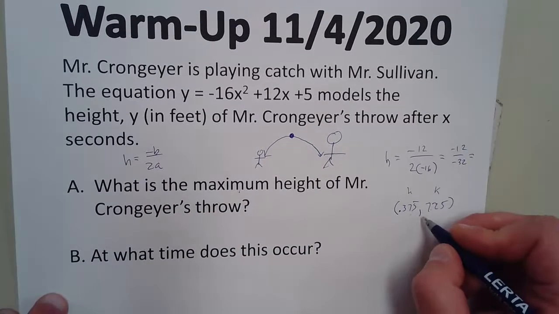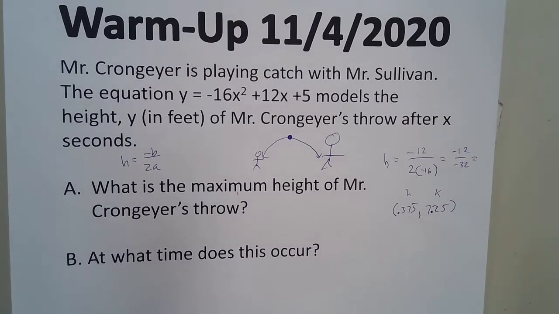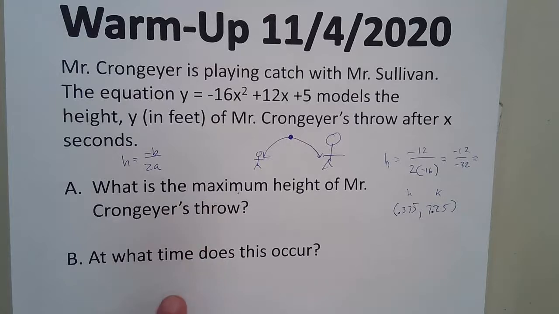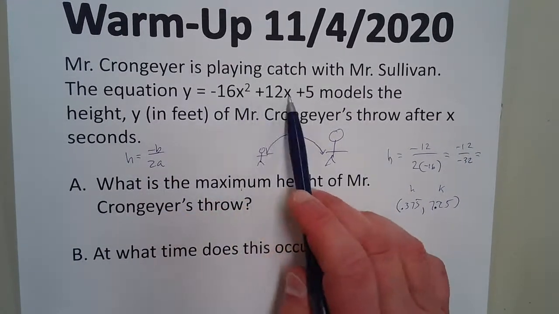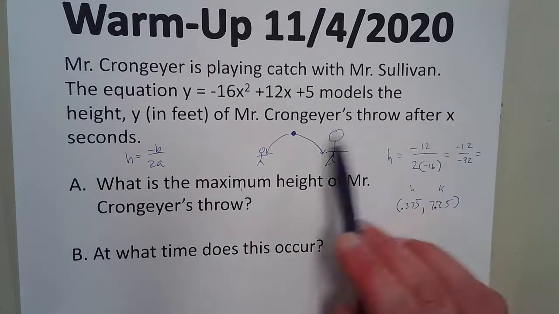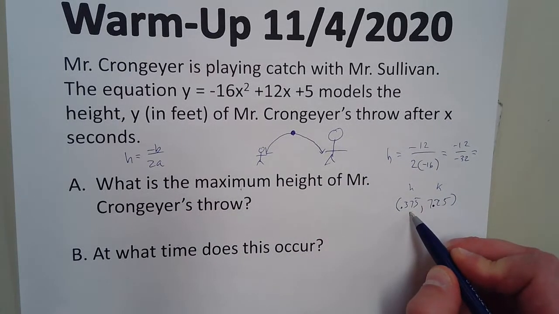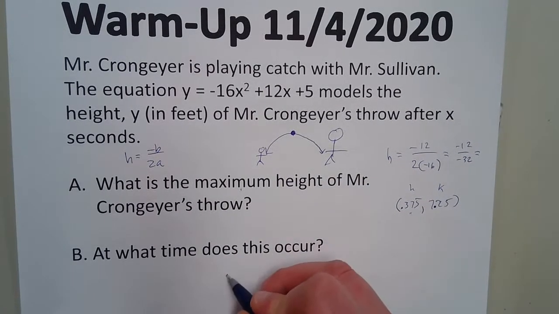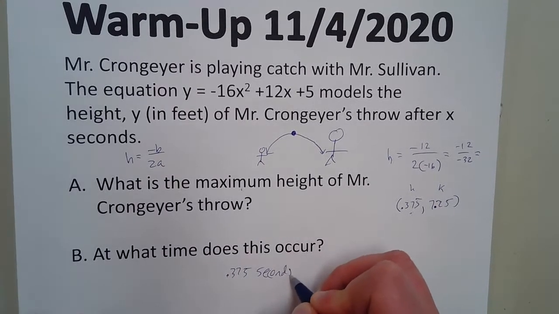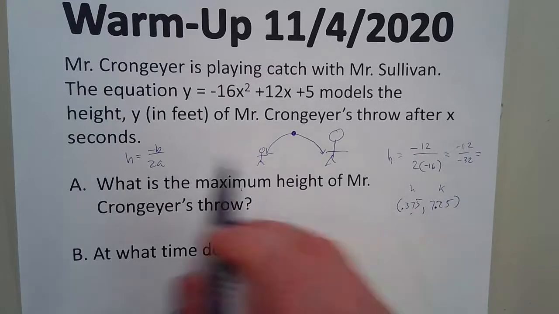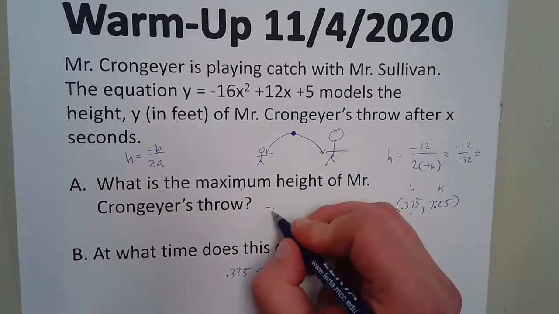Now I can use that to actually answer the question. So this question was, what is the maximum height and when does it occur? Remember, the x, which is your time in seconds, is this number. So the time that the maximum occurs is 0.375 seconds. So it gets up there pretty quick. And then the output is the height in feet, so 7.25 feet.